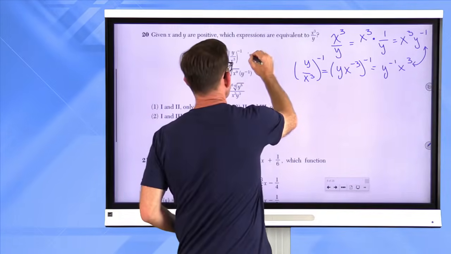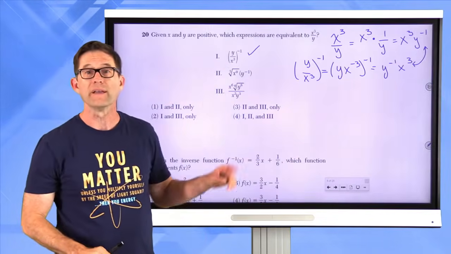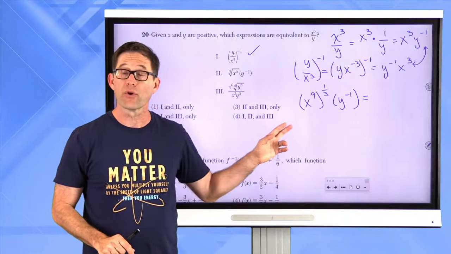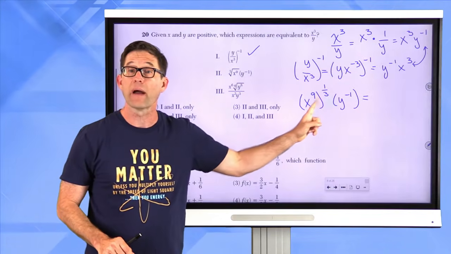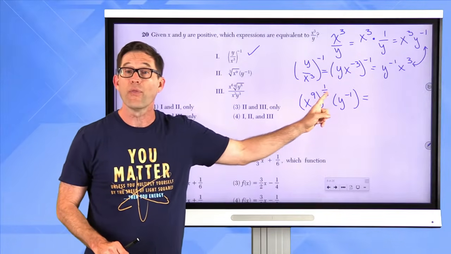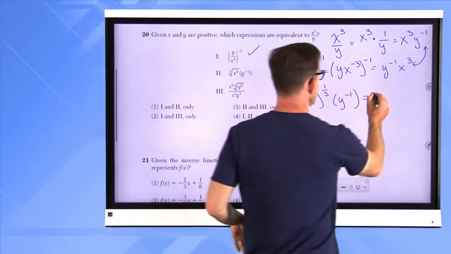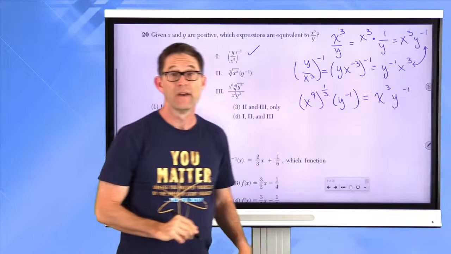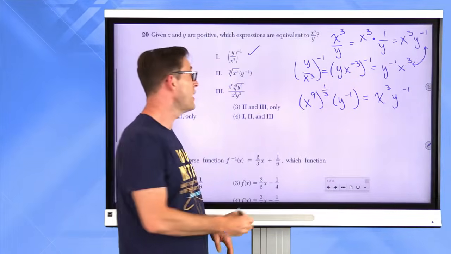So choice 1 is correct. All right, second one. Here I've got the cubed root of x to the ninth, so that's going to be x to the ninth to the 1/3 times y to the minus 1, right? So the cubed root is the same as the 1/3 power, but now I can multiply these two powers together. 9 times 1/3 is 3, so that's going to be x to the third times y to the minus 1. And that is equivalent as well.